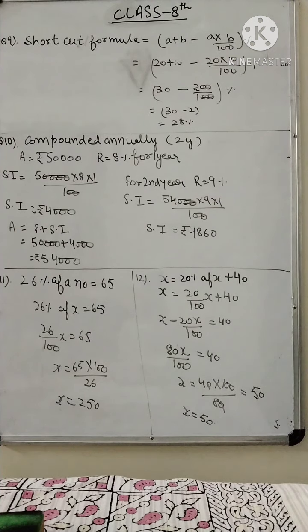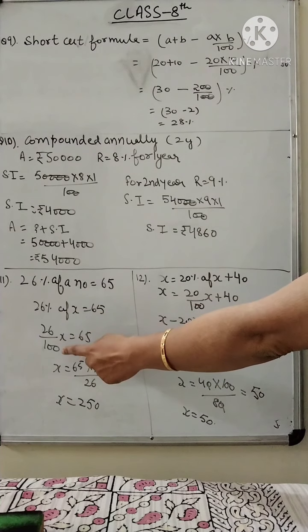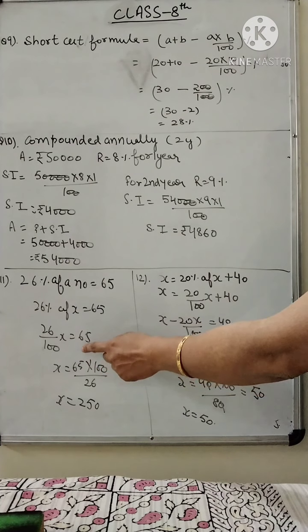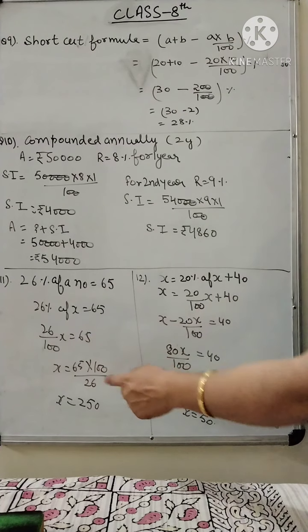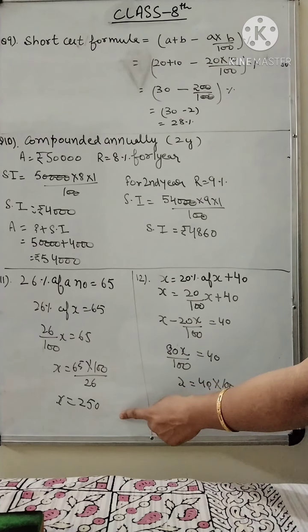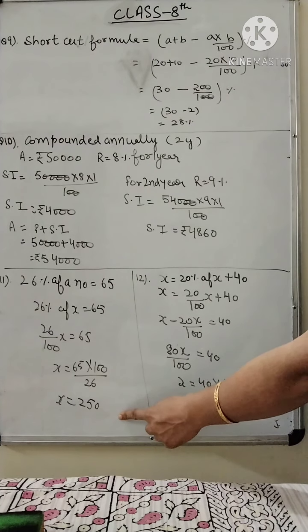26% of a number is equal to 65. Clear? Let the number be x. 26% of x is equal to 65. Remove the percentage symbol, you will get 100. 26 upon 100 into x is equal to 65. Now reciprocal, 65 into 100 upon 26, you will get x is equal to 250.